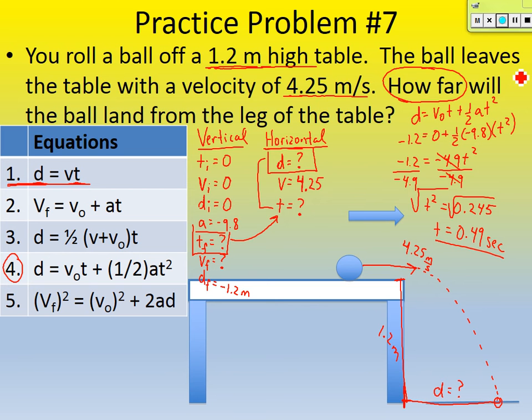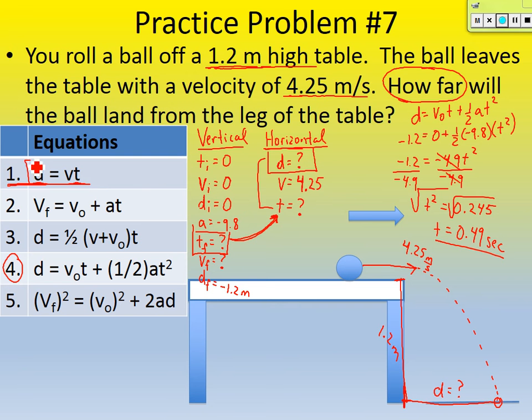Okay, so I went ahead and solved for time using equation number 4, and hopefully you were able to make sense of what we did here in equation number 4. And time came out to be 0.49 seconds. So now what we'll do is take that time and plug it into a horizontal equation, equation number 1, and see what the displacement is.